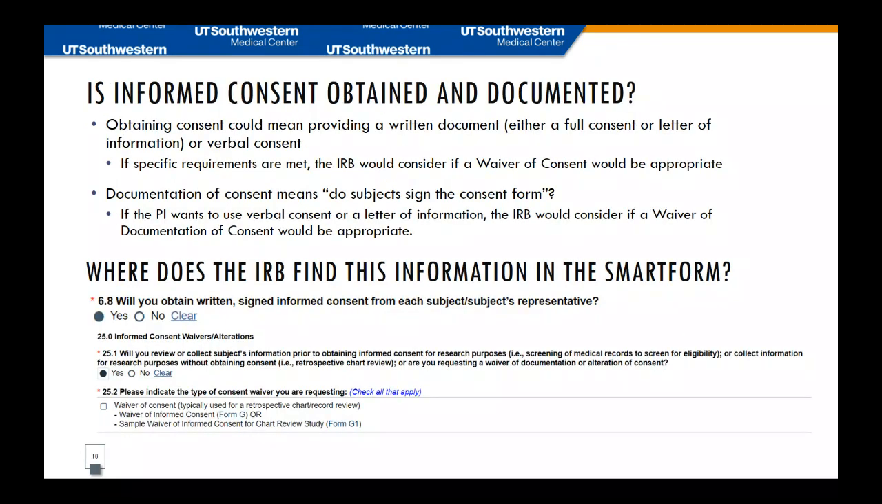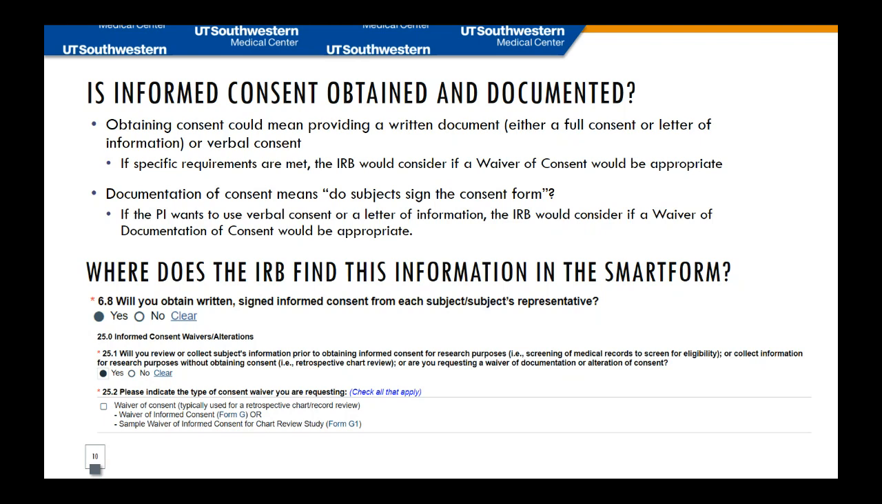Obtaining consent could mean providing a written document, either a full consent document or a letter of information, or verbal consent. If specific requirements are met, the IRB would consider if a waiver of consent would be appropriate. Documentation of consent, on the other hand, means do subjects sign the consent form. So if the PI wants to use a verbal consent or a letter of information, the IRB would consider if a waiver of documentation of consent would be appropriate.